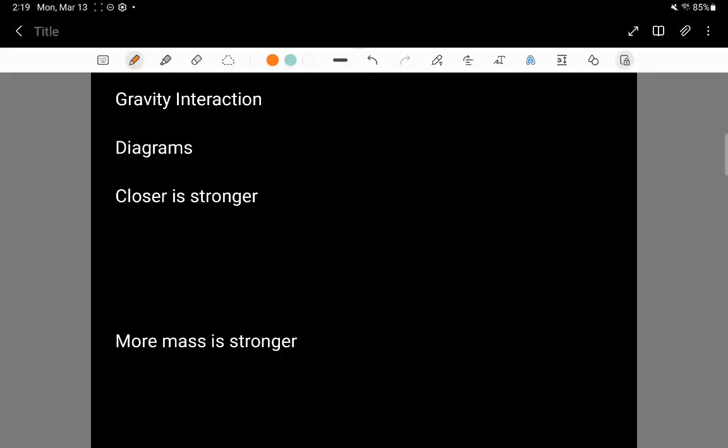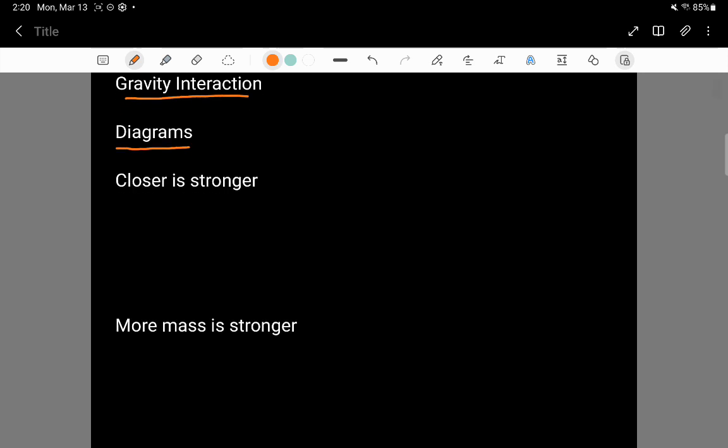In this video, I'd like to show you some ways to think and do physics with this gravitational interaction. Some of what I'm going to describe to you is very conceptual and very pictorial. So I'm going to have some diagrams and some ways to think about gravity just conceptually.